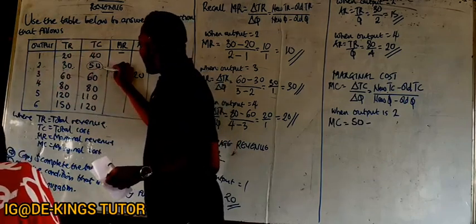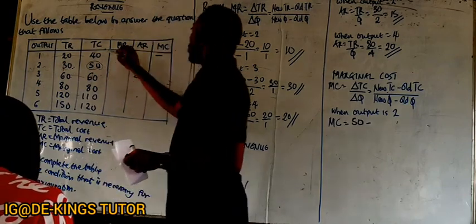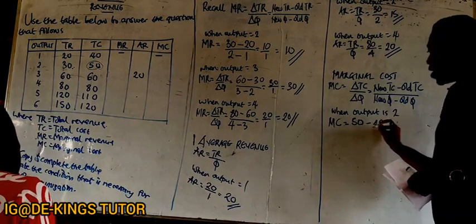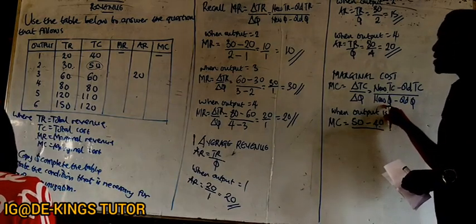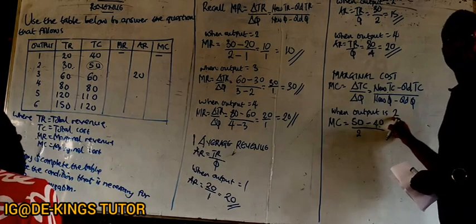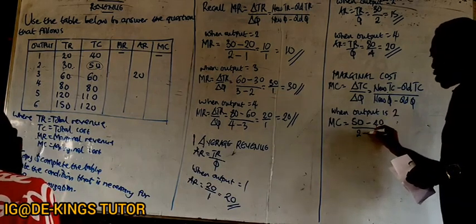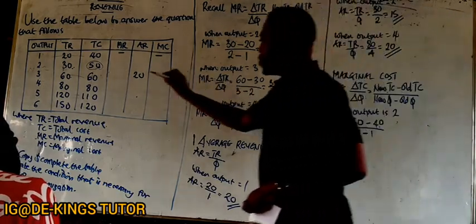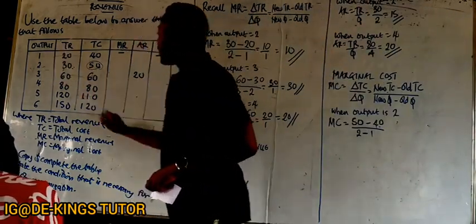So what came before 50? 40. So 40 is my old. Did you get that now? Okay. So what's my new quantity? 2, because we are solving for when output is 2. Output is taken as quantity. Minus what's the old quantity? 1. Look at 2, the old is 1.